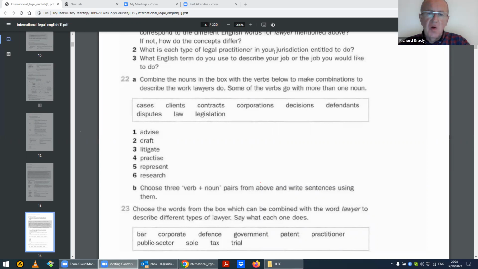Okay, not so much legislation, Valeria. Defendants, good, Olga, good, Juliana. Defendants, we represent defendants.